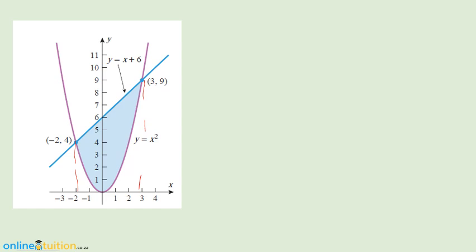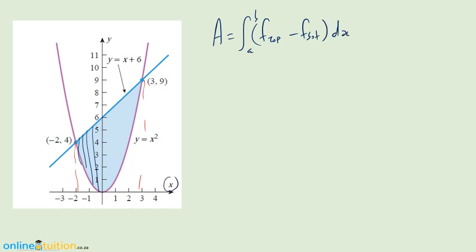Gosh, man. So let's have a look. So the area, see, we're going to partition like this. Now we're going to cut them into vertical strips. So if it's vertical, the area would always be from a to b, the integral of f top minus f bottom dx in this case, because it's x here. And we know it runs from minus 2, that's the point of intersection, and it runs all the way to 3.